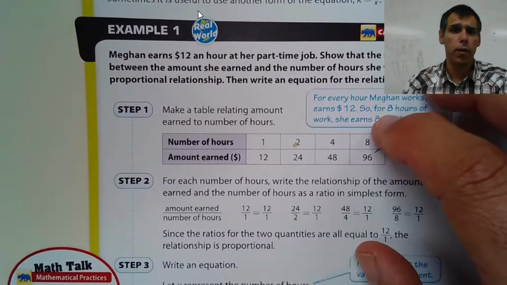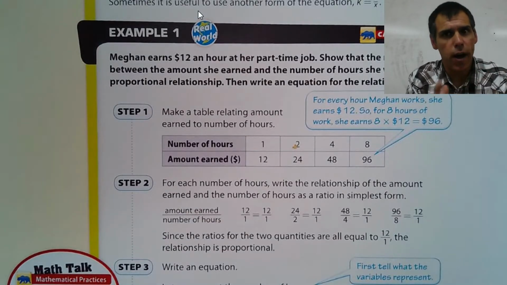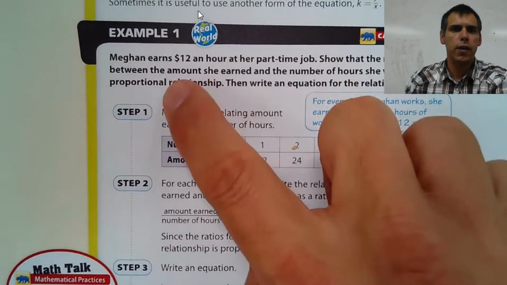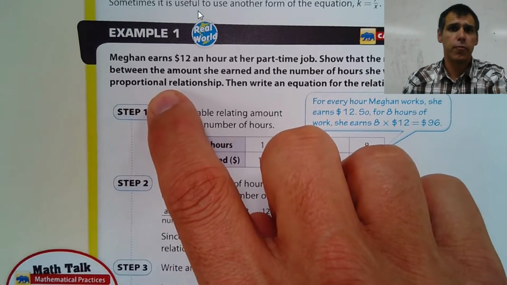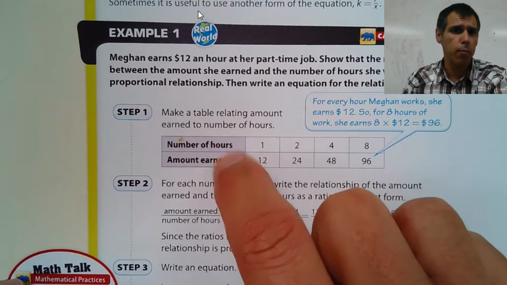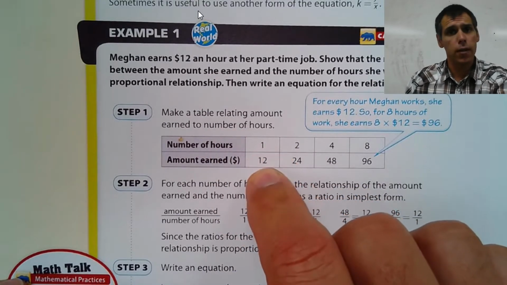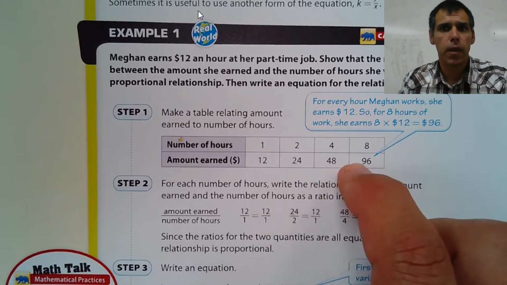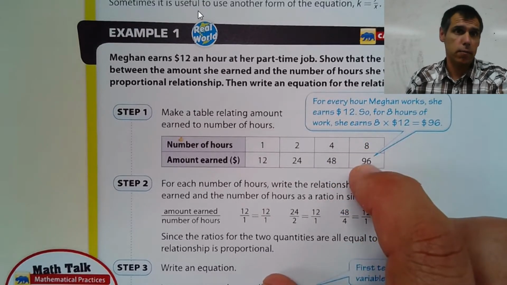So we look at example 1. Megan earns $12 an hour at her job. So we're going to show the relationship between the amount she earned and the number of hours she worked. That is a proportional relationship. Then we're going to write the equation for that relationship. And step 1, we're going to make a table. So if she works 1 hour, she gets paid $12. 2 hours, $24, and 4 hours, $48, and so on. And we get that 96 because it's 12 times 8.